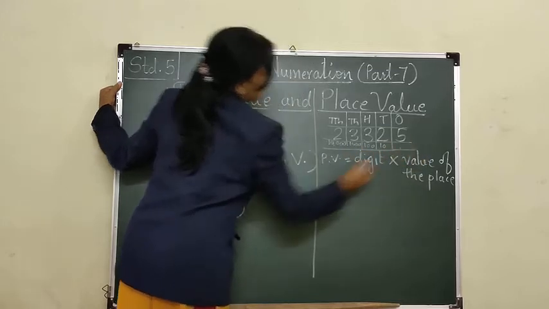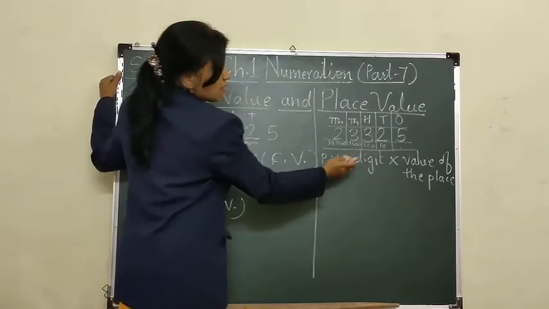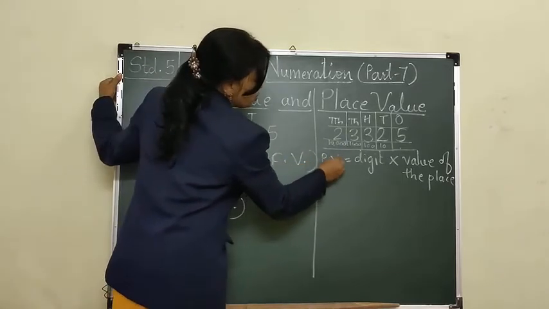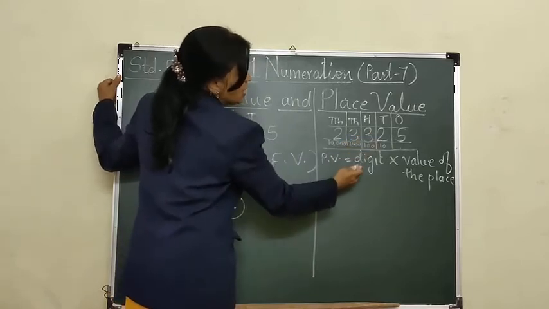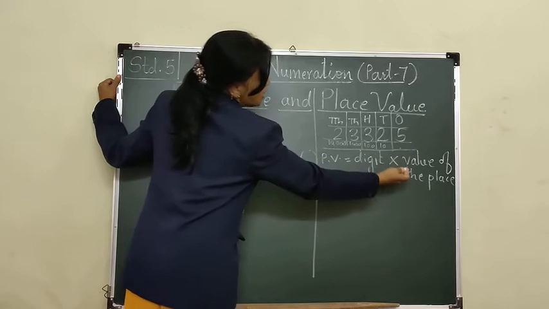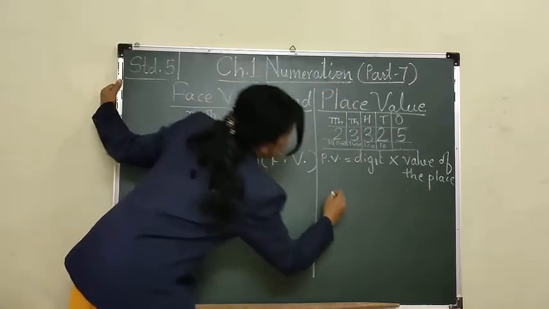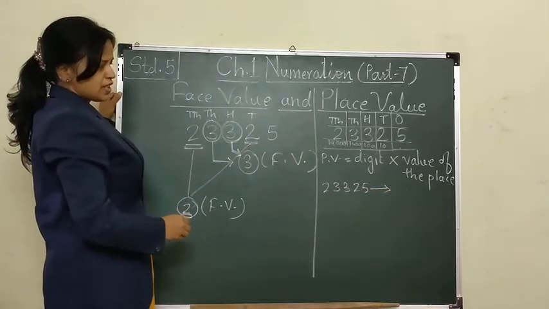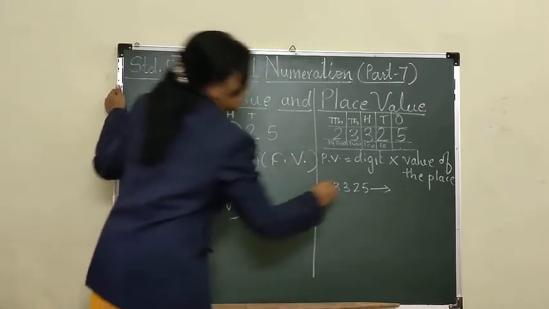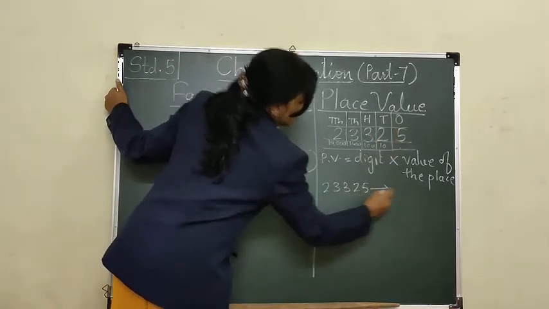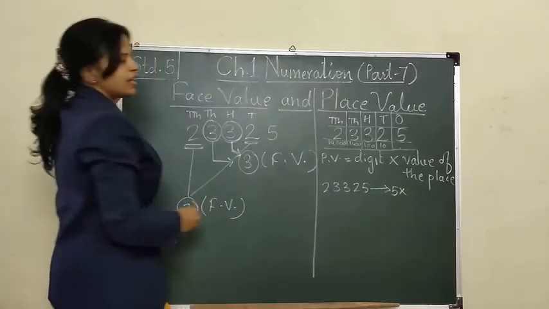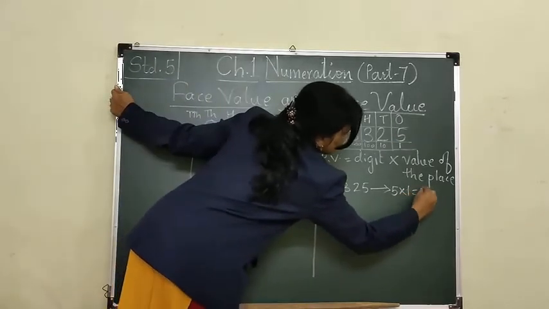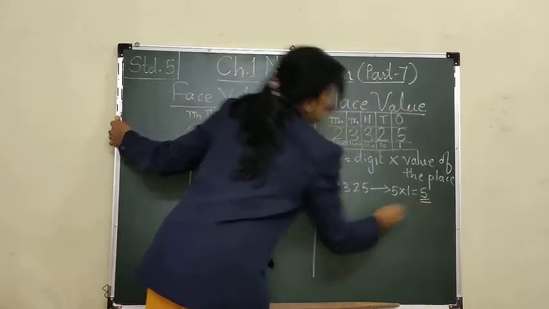Now, whenever you are writing the place value of each digit from this number, you consider its place, because when I'm going to write the place value of a particular digit, I am taking the digit and multiplying it by the value of that place. Now here I will write 23325. 5 is at 1's place. So the place value of 5 will be, the digit present at 1's place is 5. This 5 will be multiplied by the value of that place, which is 1. So 5 ones are 5. So this 5 is the place value of 5.